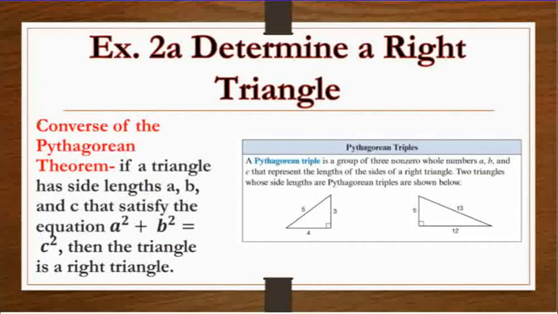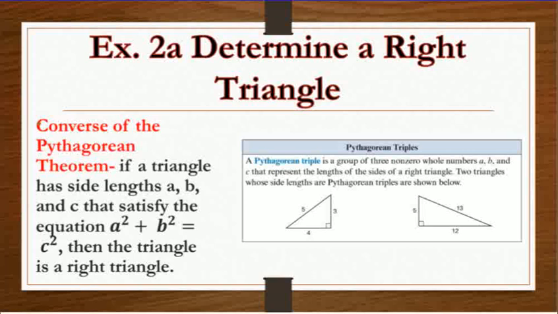Next one, determine a right triangle. So we can use the converse of the Pythagorean theorem, which says if a triangle has side lengths a, b, and c that satisfies the equation a squared plus b squared equals c squared, then the triangle is a right triangle. So that means if you can use the Pythagorean theorem and it works, then it's a right triangle, because the Pythagorean theorem only works with right triangles.